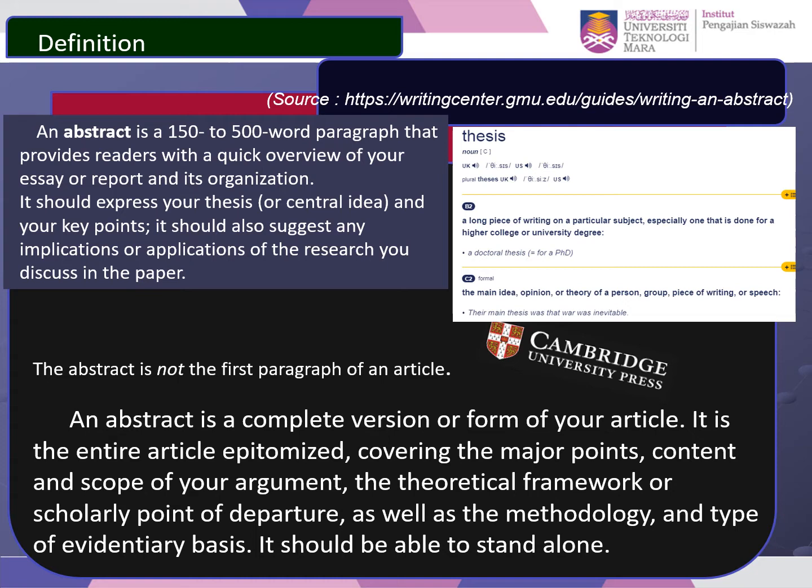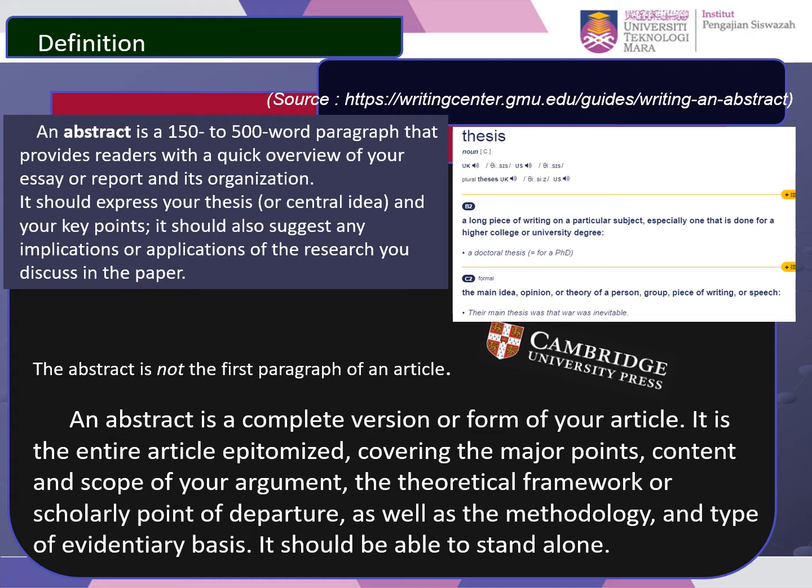Now if you look here at the definition from the Writing Center, which I took from writingcenter.gmu.edu, it says that an abstract is a 150 to 500 words paragraph that provides the reader with a quick overview of your essay or report and its organization. It should express your thesis, meaning your central idea, and your key points. It should also suggest any implications or applications of research you discuss in the paper.